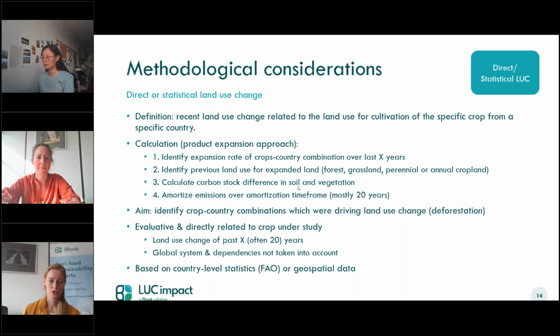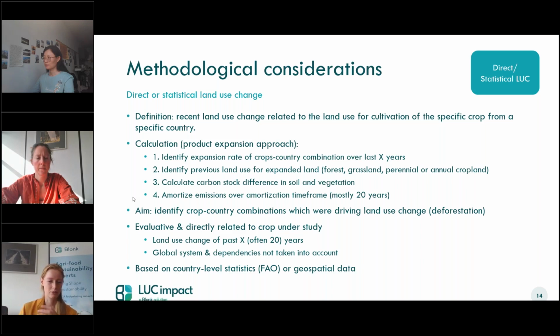And then based on those conversions, you can calculate the carbon stock difference, both in the soil and in the vegetation. And as a fourth step, you amortize these emissions over the amortization timeframe. And mostly this is chosen to be 20 years. And then still there are multiple ways to do this. So we can get to that later as well. So the aim here is to identify, in the case of statistical land use change, crop-country combinations which were driving land use change, for example, deforestation.